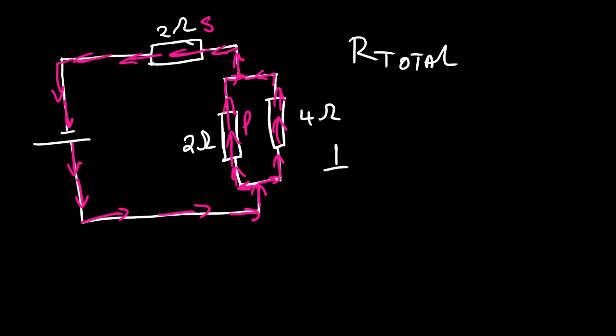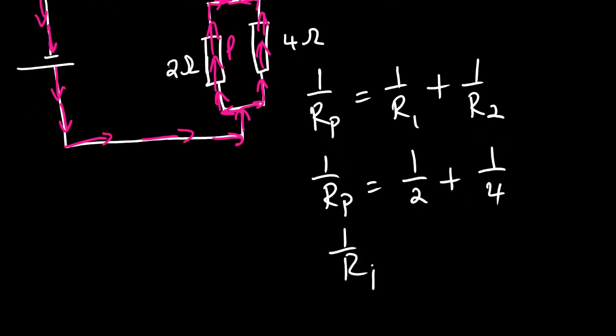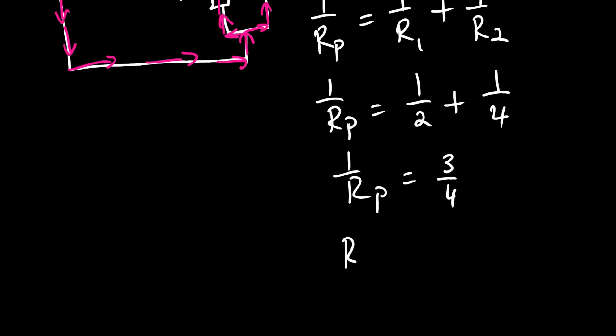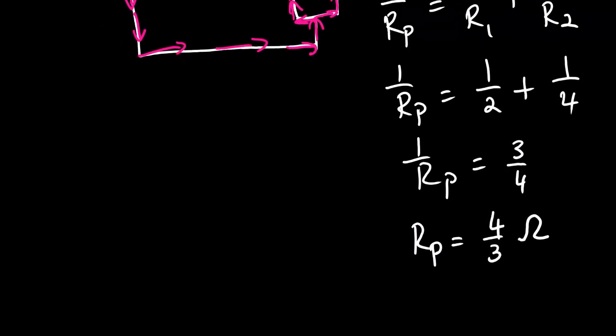we calculate. Now looking at the parallel connection, Rp is equals to 1 over R1 plus 1 over R2. 1 over Rp is equals to 1 over 2 plus 1 over 4. 1 over Rp is equals to 3 over 4. And then flip change, Rp is equals to 4 over 3 ohms. Now we can reconstruct this electric circuit. You should know that we have something like this now.